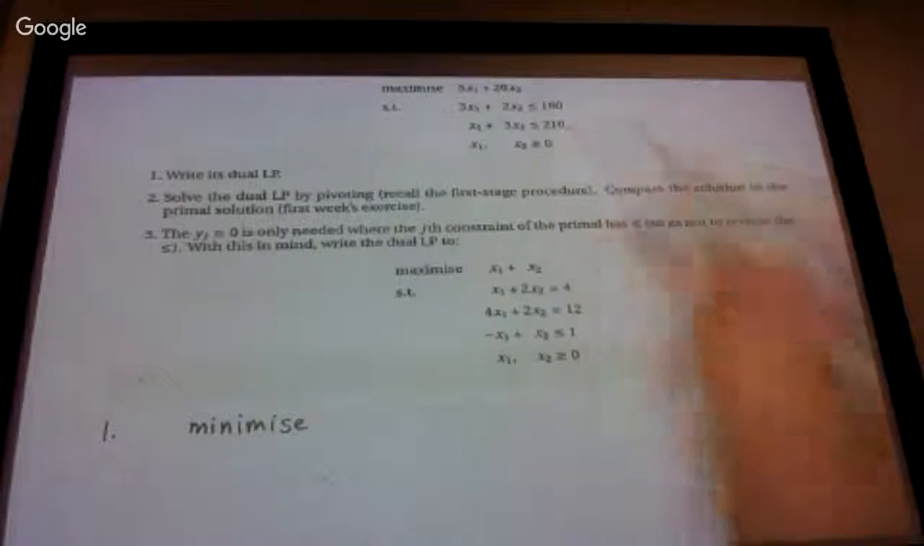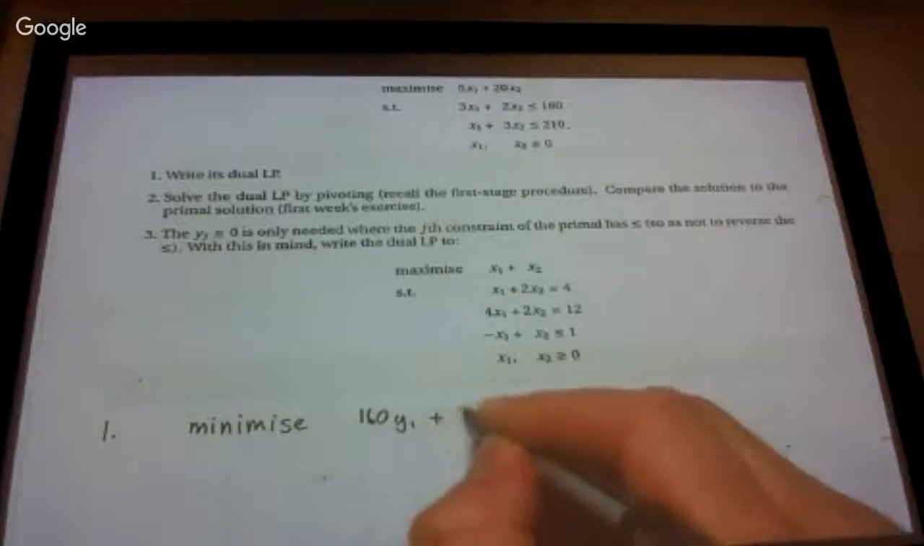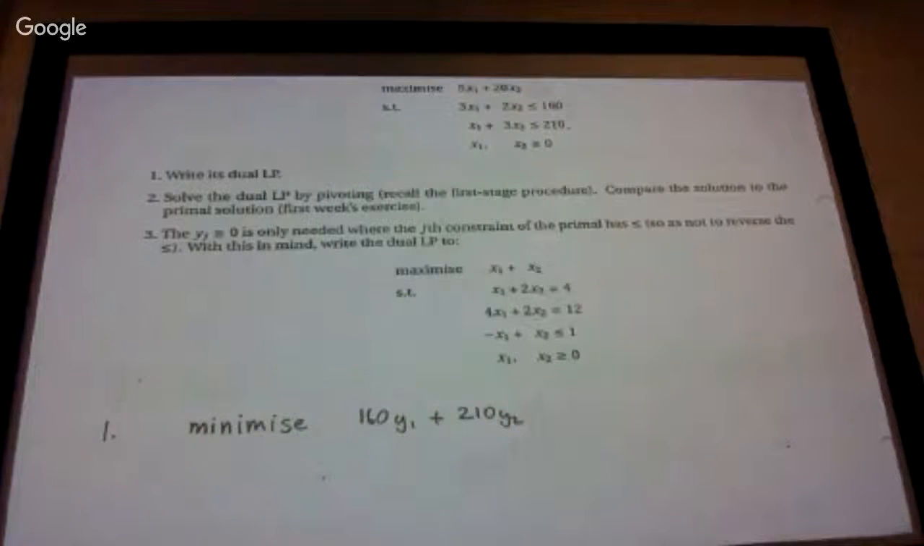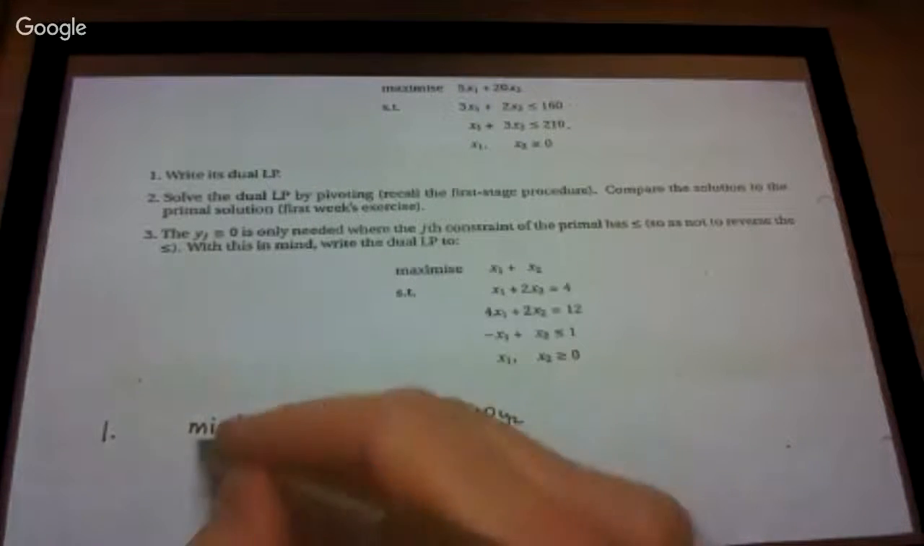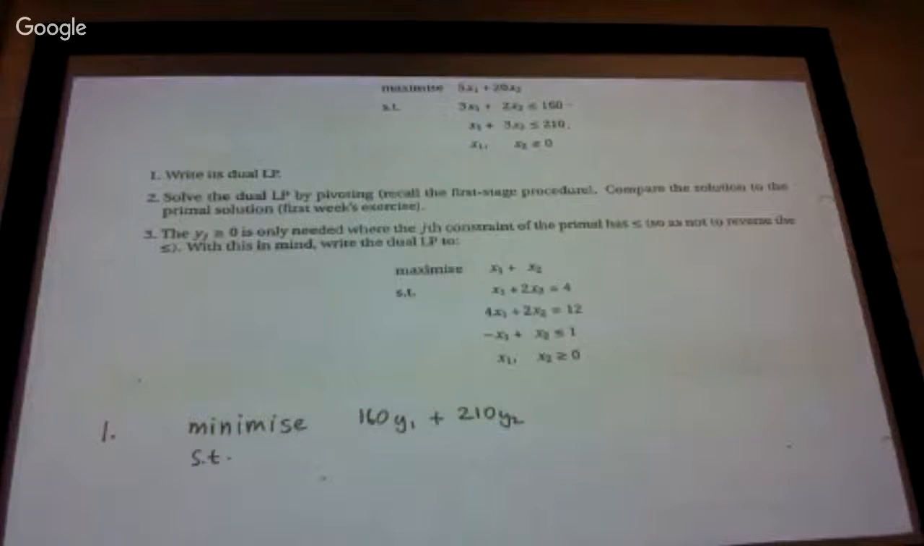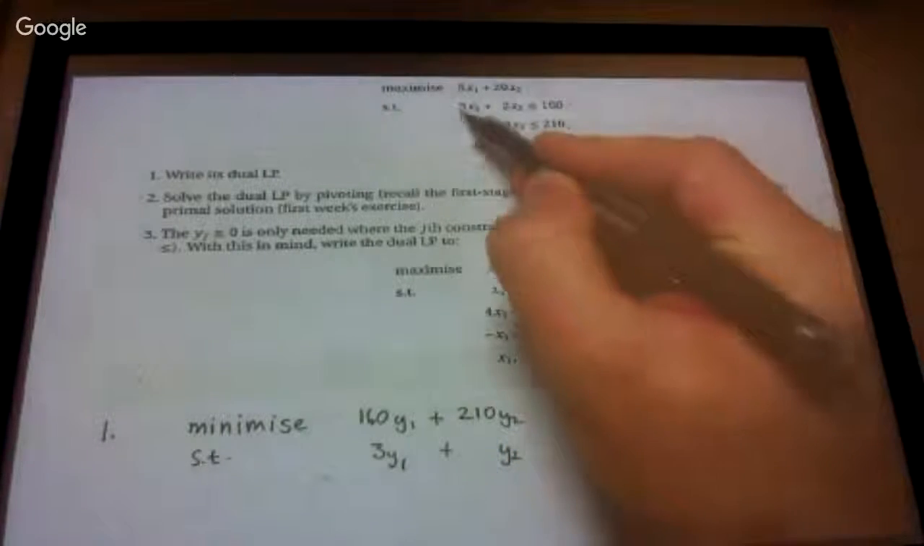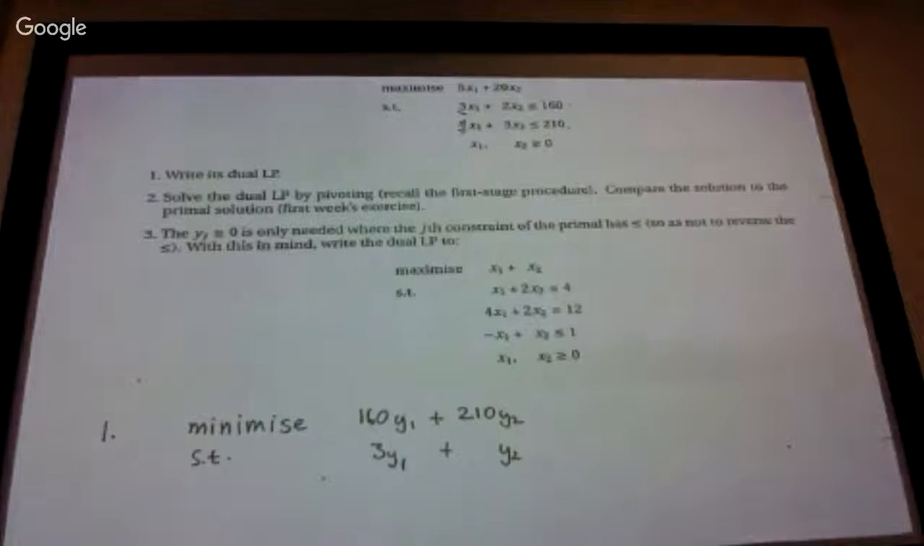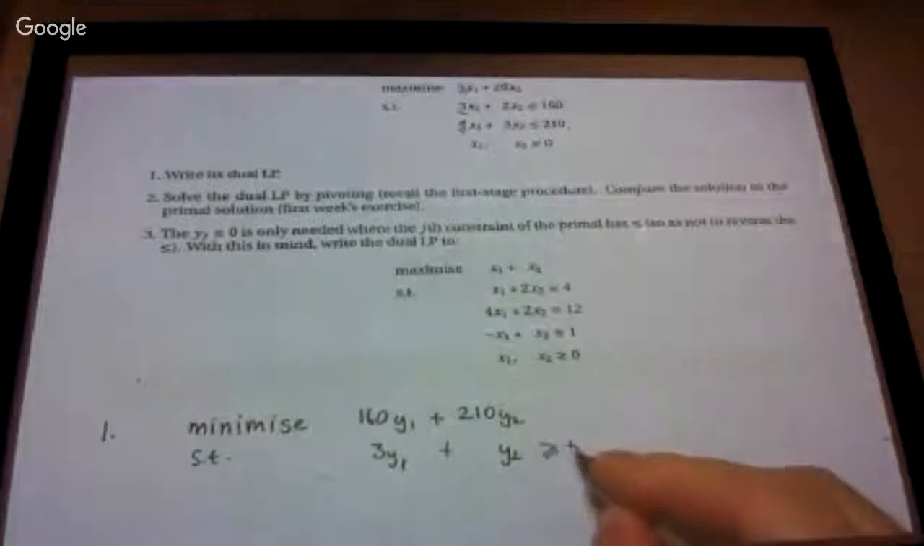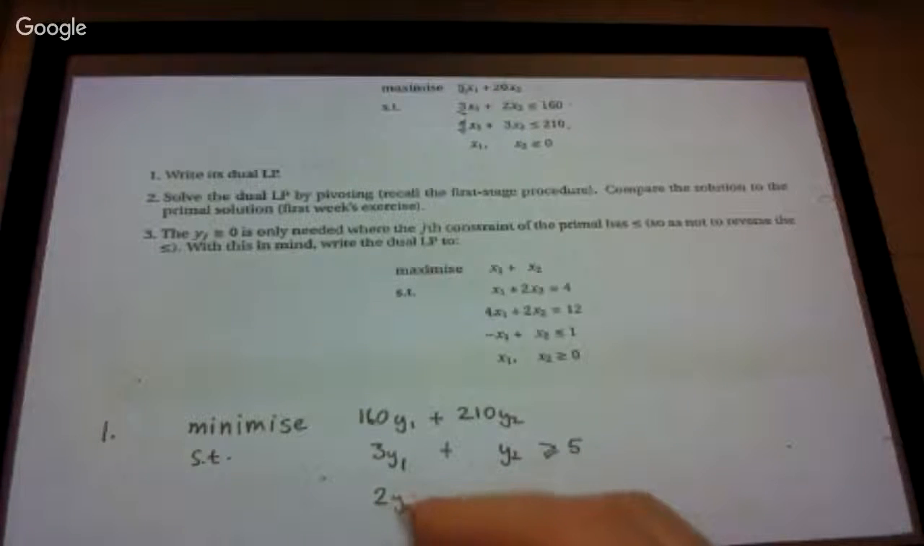And the right-hand sides, we know they become the dual objective coefficients. And then the constraints go the transposed way. So the first constraint will be 3y1 plus y2, because there's a 3 here and a 1 there. And that should be greater than or equal to 5. And then we have 2y1 plus 3y2 should be greater than or equal to 20.